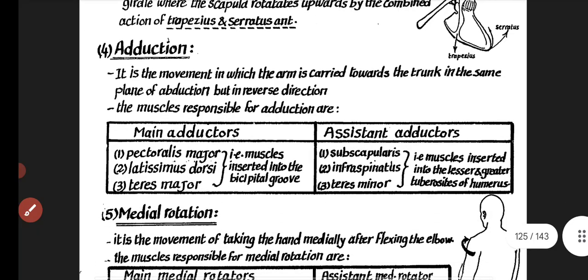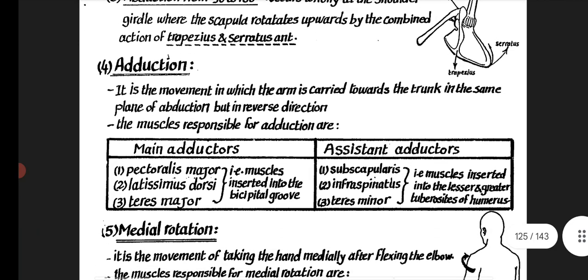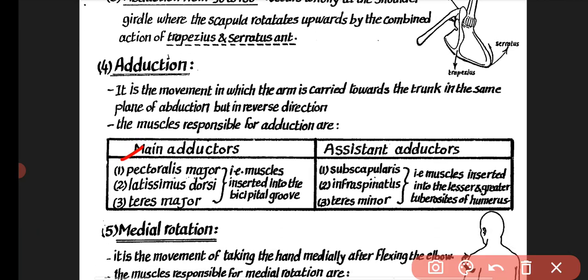Okay. Now the adduction movement. The main adductors are the pectoralis major, latissimus dorsi, and teres major. Assistant adductors are the subscapularis, infraspinatus, and teres minor.